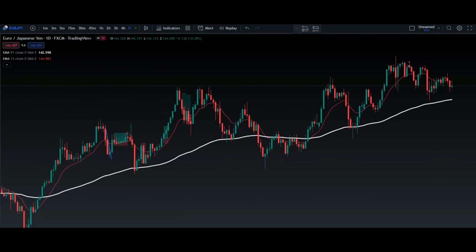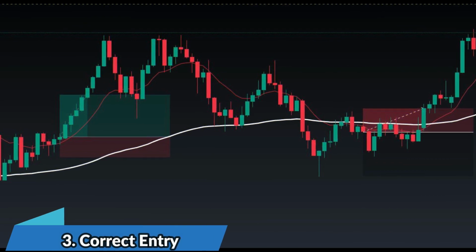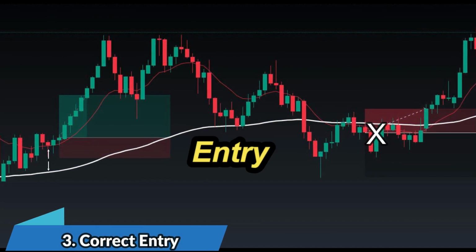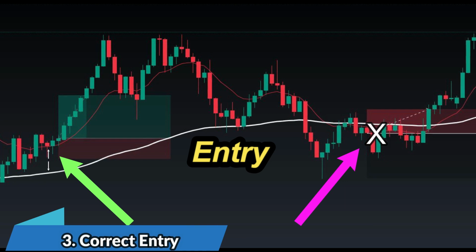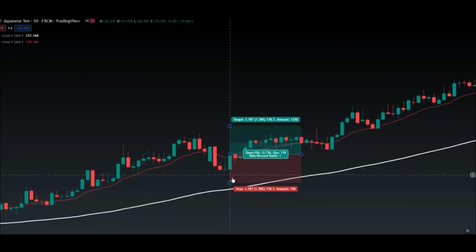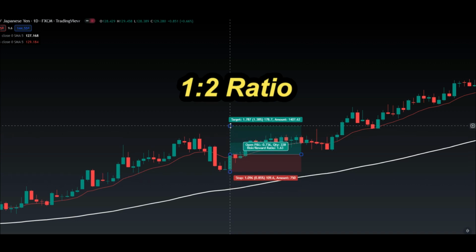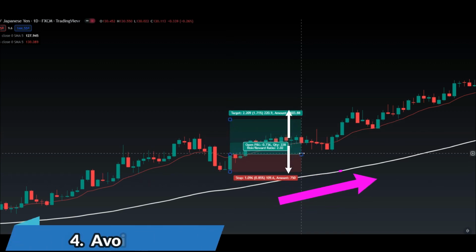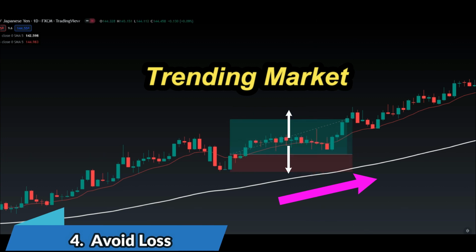Before entering a trade, you need to make sure you are entering to win. And with this strategy, you should only enter a trade when the price is clearly away from the trend line and it has also crossed the signal EMA. Keep 1 to 2 ratio and make sure to place a stop loss. This strategy works great in a trending market.